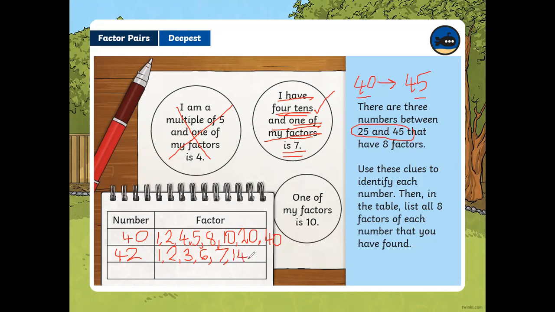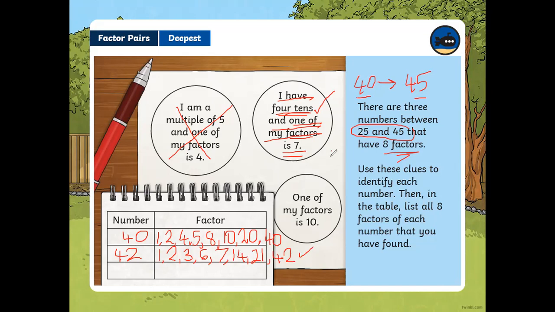After that, it's 21, and then 42. Do we have 8 factors? 21 is here already. 1, 2, 3, 4, 5, 6, 7, 8. Good.